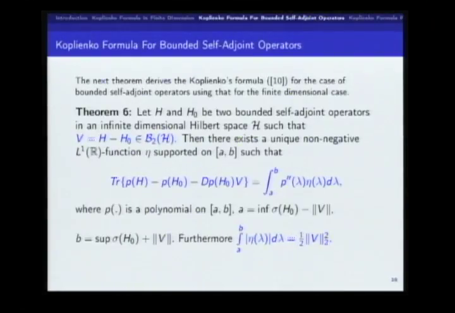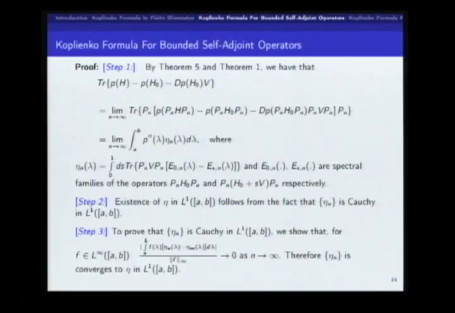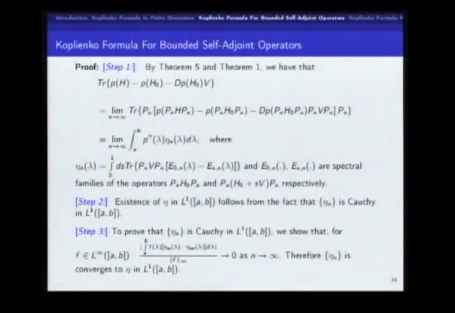So the final statement is the Koplienko formula for bounded operators. Well, this is a standard statement. Two bounded self-adjoint operators such that the difference is Hilbert-Schmidt. Then there exists a unique non-negative L1 function supported in the interval which is the union of the spectral intervals for H and H naught, such that the trace formula, as I had asserted, is valid. And furthermore, that integral expression for eta also is valid. The proof is trivial once you have the previous theorem, because we have proven it for finite dimension and for the approximation formula. Therefore, this is the limit of the approximation, and for finite dimension I have proven the Koplienko formula, so I get an eta n given that way. So all I now have to prove is that eta n converges in a suitable way.